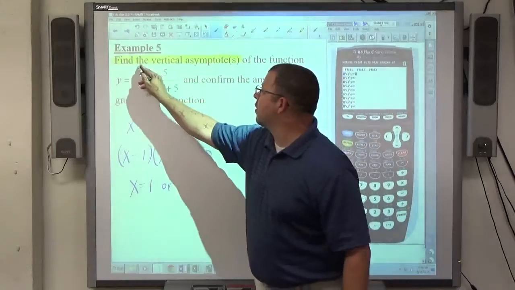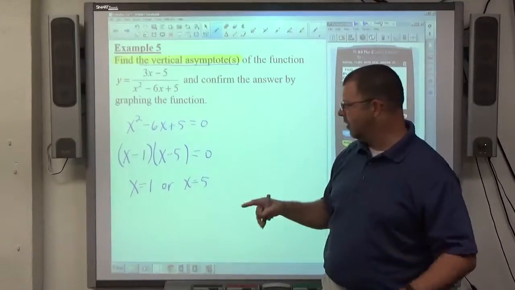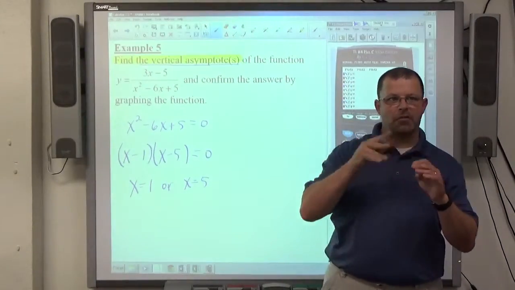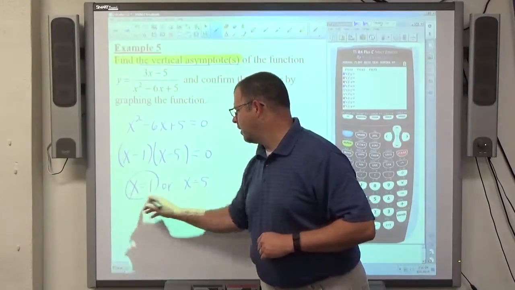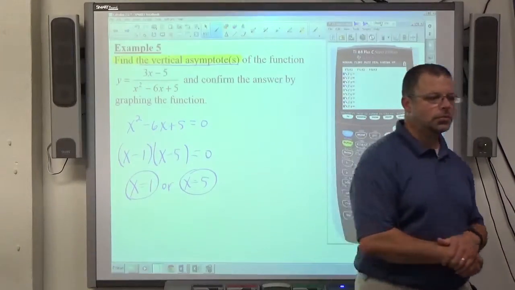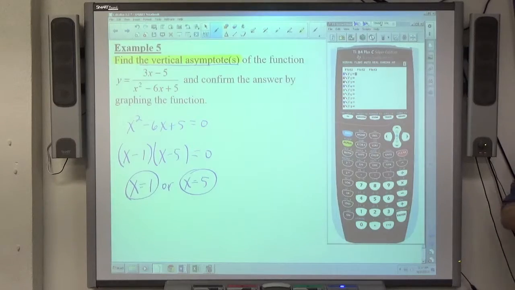Now, when they ask for vertical asymptotes, they're asking for equations. Don't give me x equals 1 comma 5, right? x equals 1, that's equation 1. x equals 5 is equation 2. All right, each one individually is an equation.